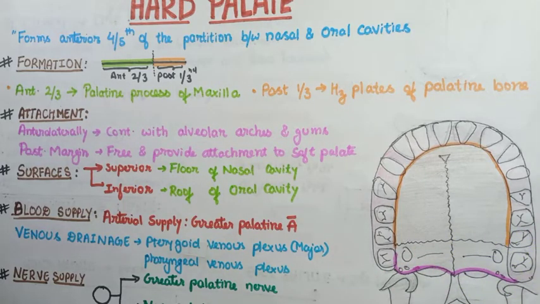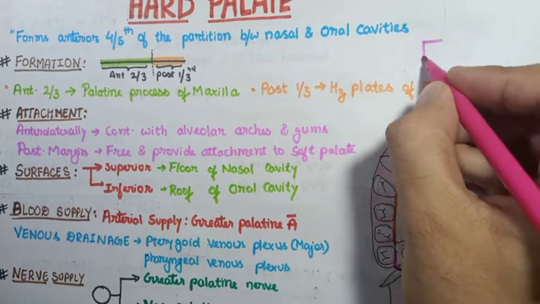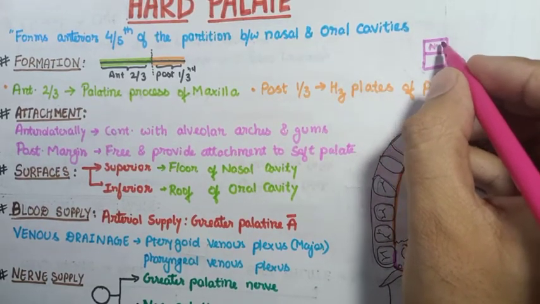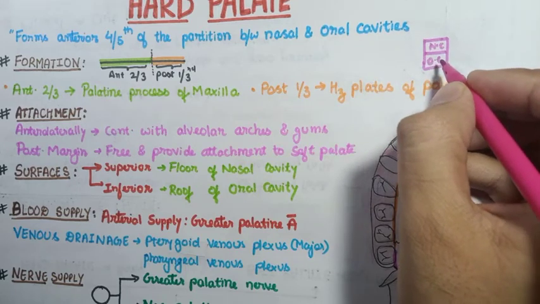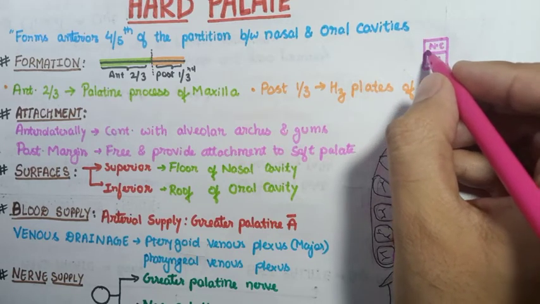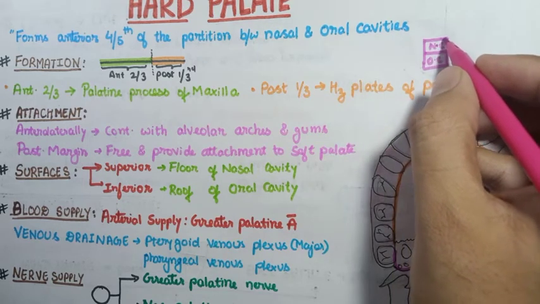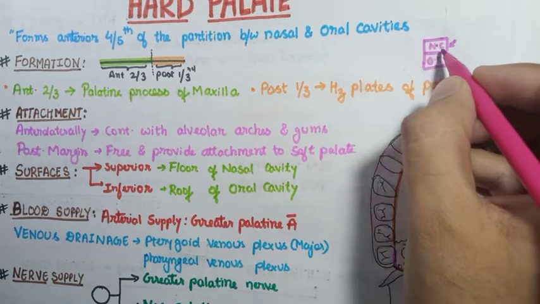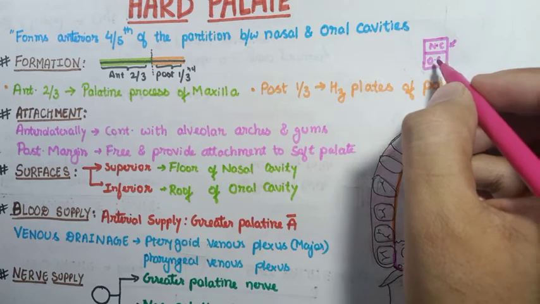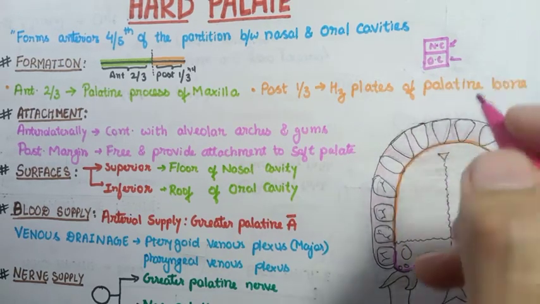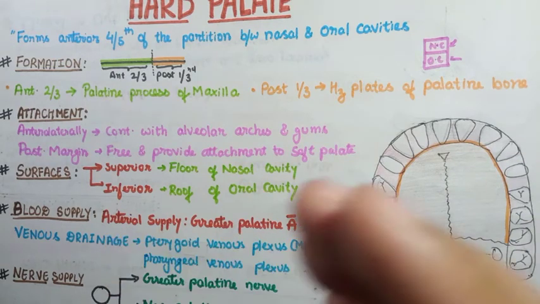What about the surfaces? As I told you, this is how you have to imagine the palate. Palate is a partition of the nasal cavities and the oral cavities. So it will have two surfaces, one upper surface and a lower surface. The superior surface forms the floor of the nasal cavity, while the inferior surface will form the roof of the oral cavity. So this is very basic that you should know.